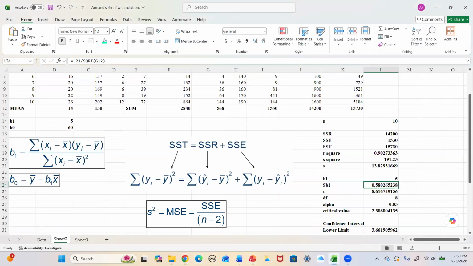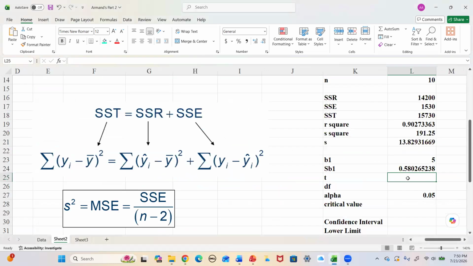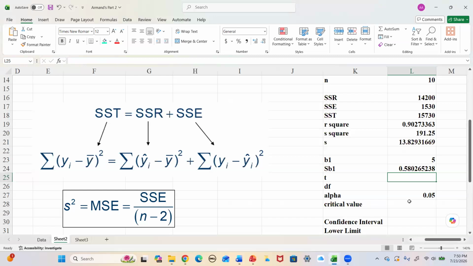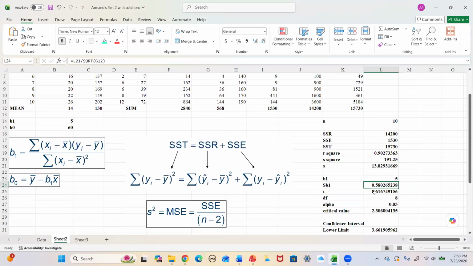All right, now let's get back to this one. The T statistic is B1 over SB1, so you're going to have the ratio of these two. Degrees of freedom is n minus 2. The critical value, there's a special formula for that. Let me just go look it up real fast. It's T INV two tails.